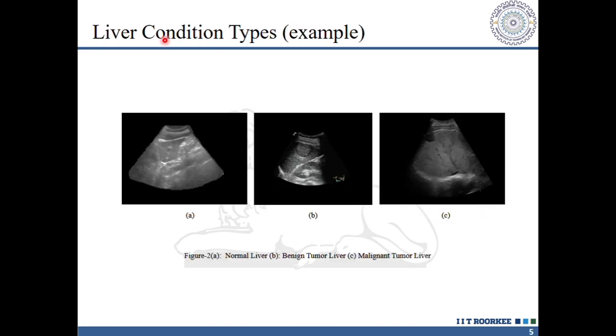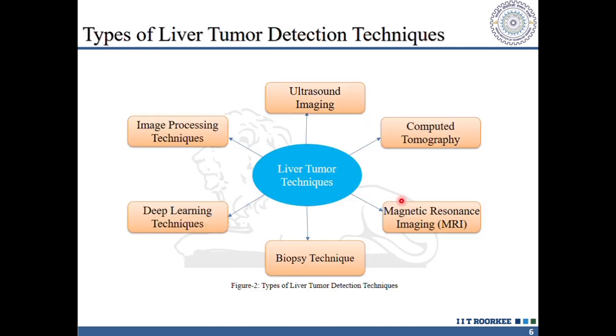These are the examples of liver condition types. The first one is an image of a normal liver. The second one is a benign tumor liver, and the third one is a malignant tumor liver.